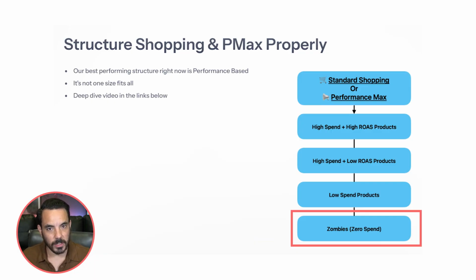We're going to keep the budget fairly limited, but big enough that we can actually get some spend onto these products. And the whole goal of this campaign, the zombies campaign, is just to get these products spending anything, right? Get some testing done, please, Google. And then once they have spent something, they'll be graduated into the low spend products campaign. And once they're in the low spend products campaign, the idea is to spend enough that they graduate into one of the high spend campaigns.